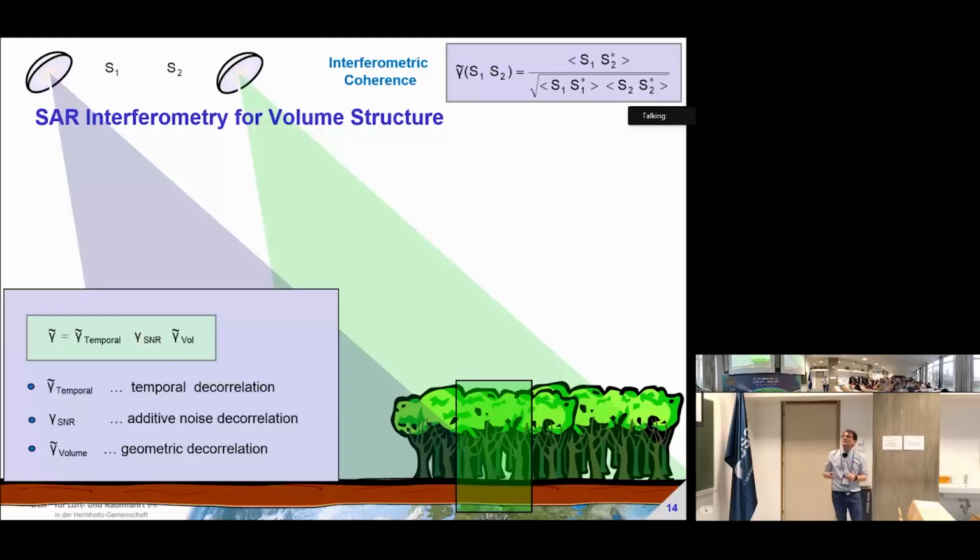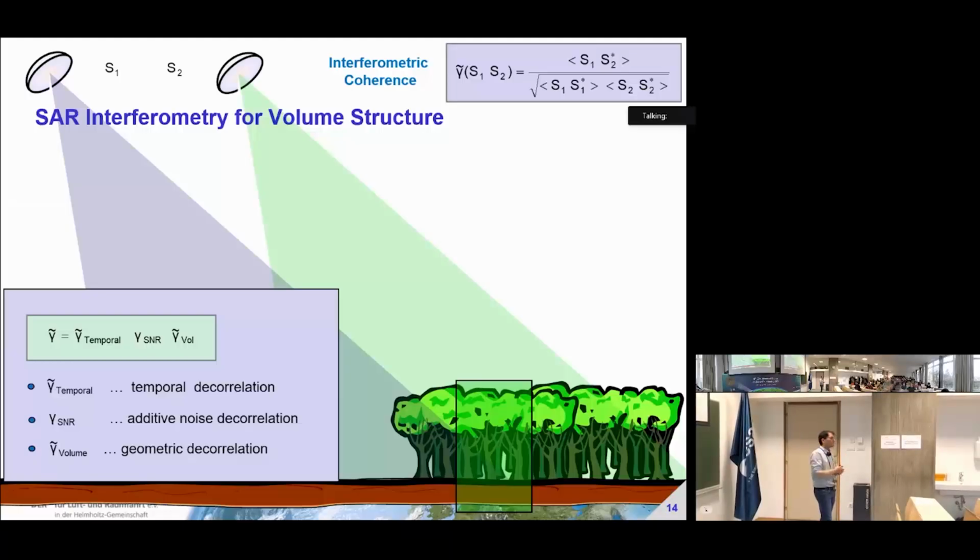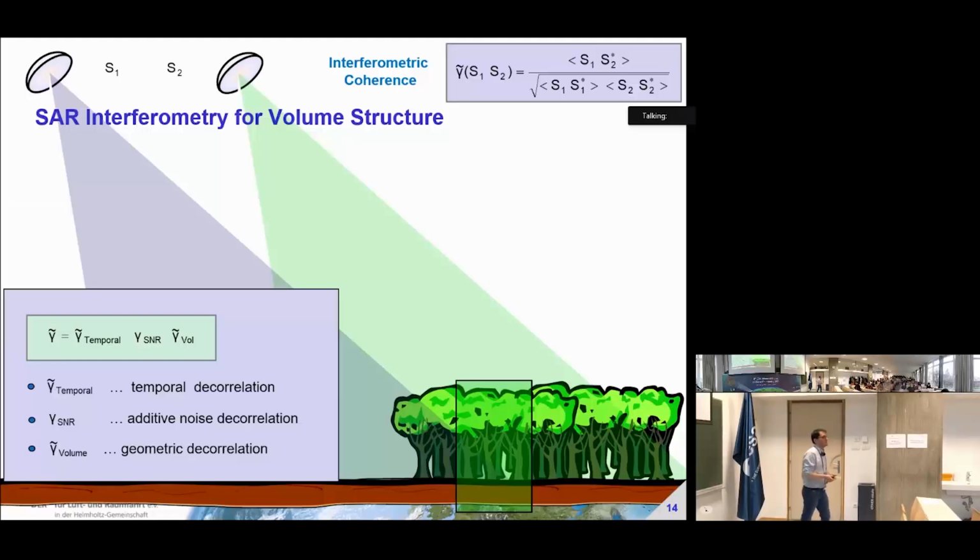So let's start with the first one, temporal decorrelation. What does it tell you? Temporal decorrelation is, again, a factor. By itself it is a coherence that tells you whether what you are observing on the ground is changing in time or not. This is because you can acquire these two images with a difference of time. You don't necessarily acquire them at the same time. In this case, this is a repeat-pass acquisition.